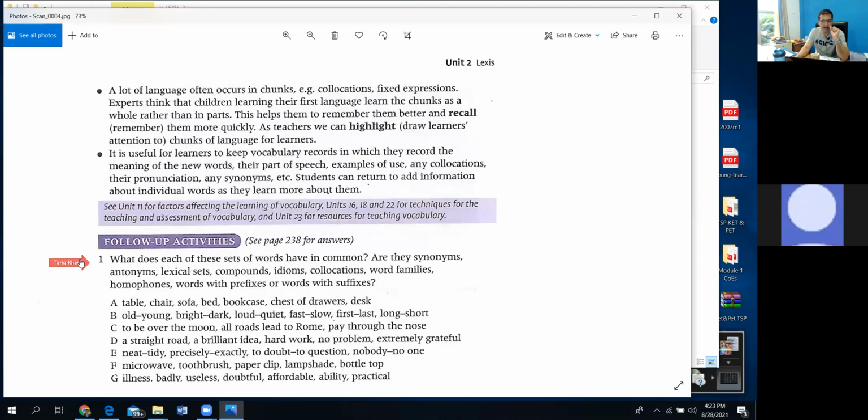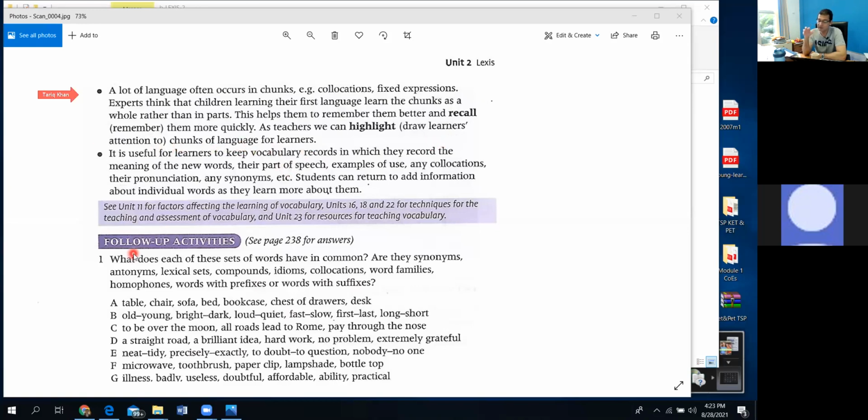Right. The next point here is a lot of language often occurs in chunks. Chunks which we talked about on the first page. Collocations, fixed expressions. Experts think that children learn their first language by learning the chunks as a whole rather than in parts. This helps them to remember them better and recall them more quickly. As teachers, we can highlight chunks of language and draw learners' attention to them.